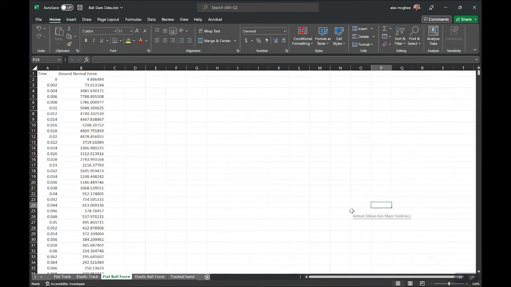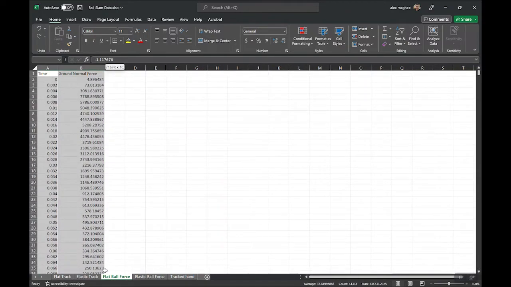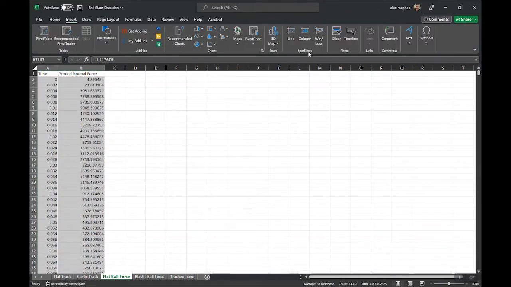All right, in this one, we're going to look at how much energy was lost as the ball hits the ground each time the ball is slammed. And we're going to do this for the flat ball and elastic ball. And you can see that this third tab, flat ball force, is the data from the force plate as the ball hits the ground.